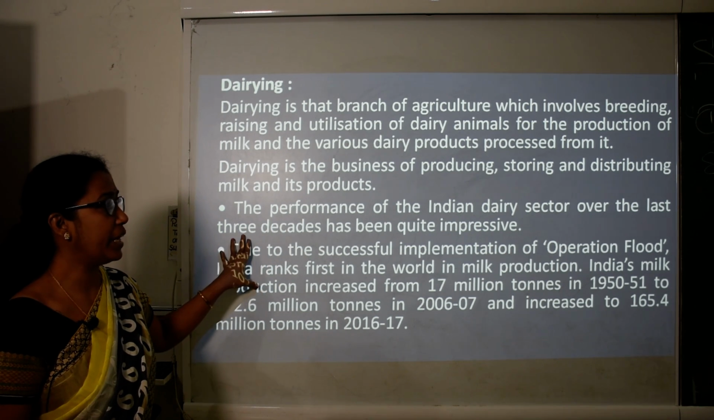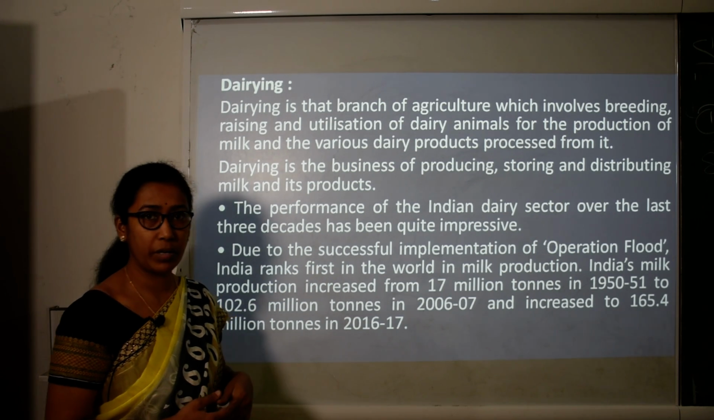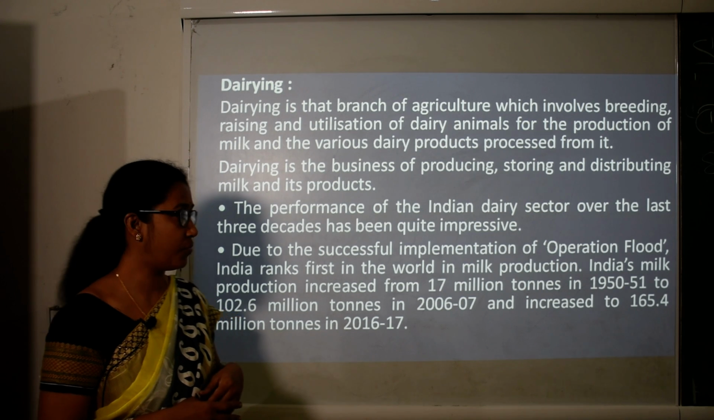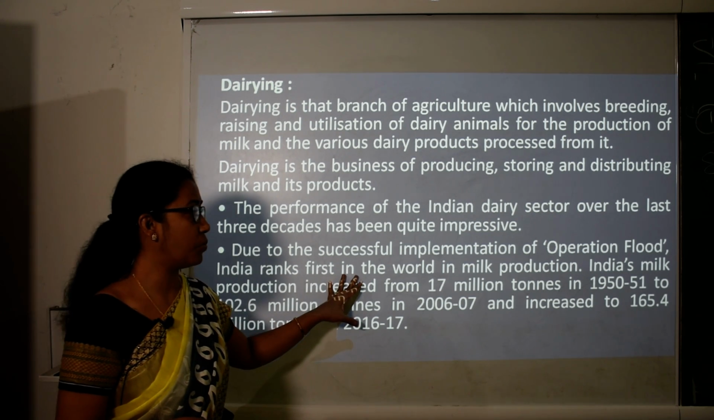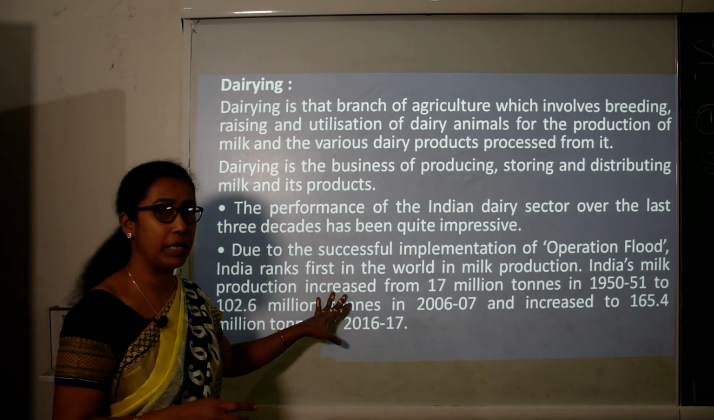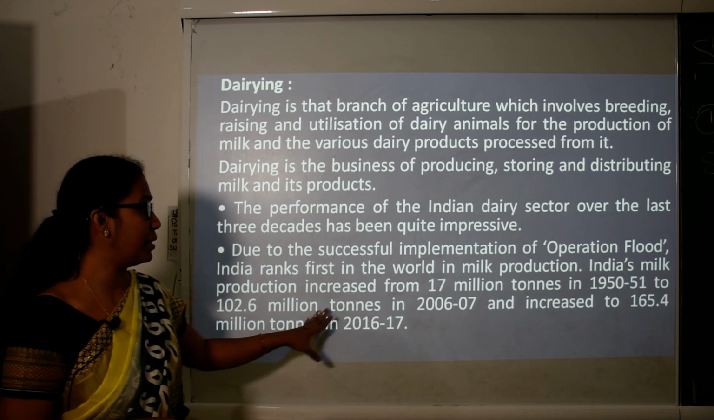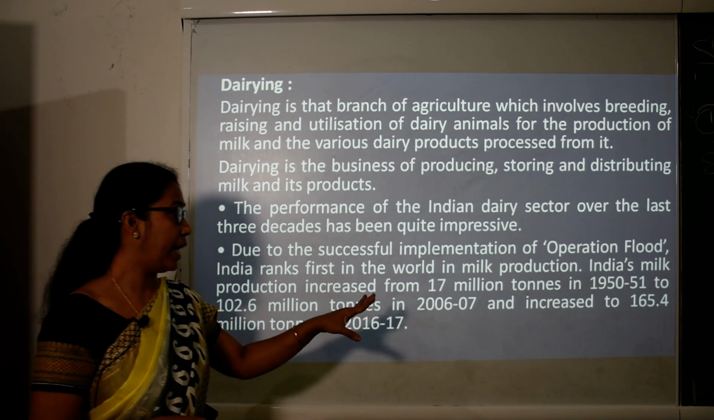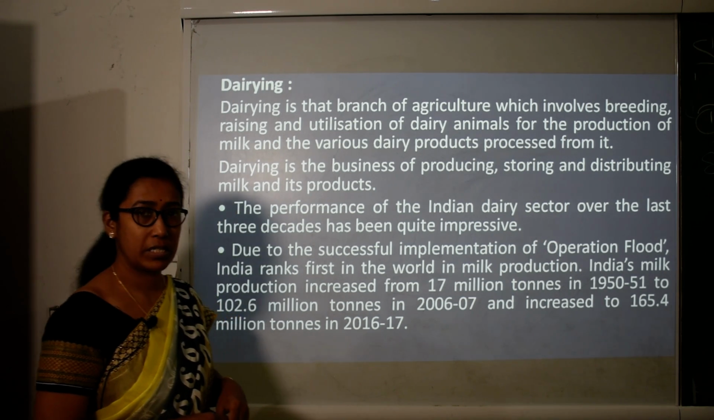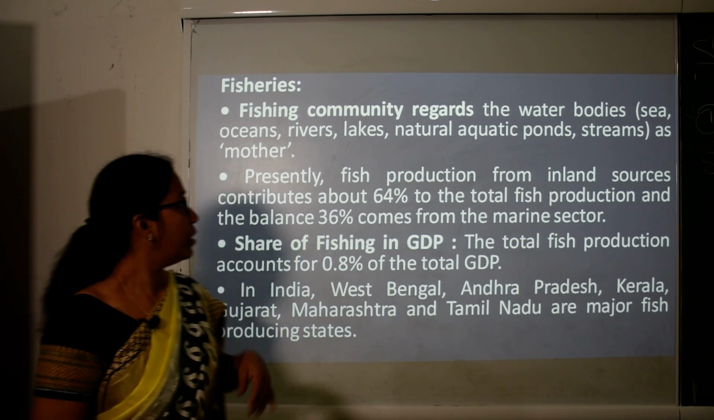The performance of the Indian dairy sector over the last 3 decades has been quite impressive all over the world. Due to the successful implementation of Operation Flood, India ranks first in the world in milk production. India's milk production increased from 17 million tons in 1950 to 102.6 million tons in 2006-07 and increased to 165.4 million tons in 2016-17. Now the next sector can be fisheries.